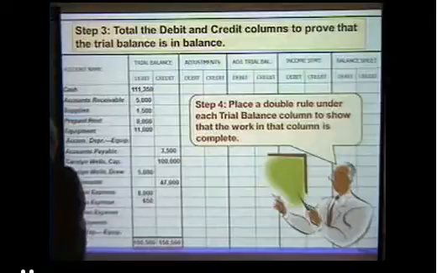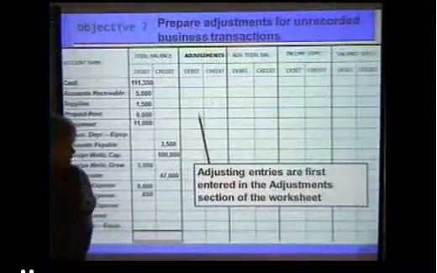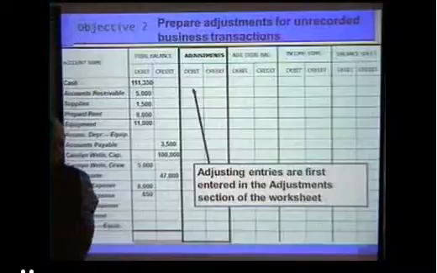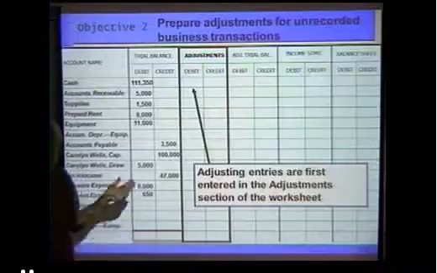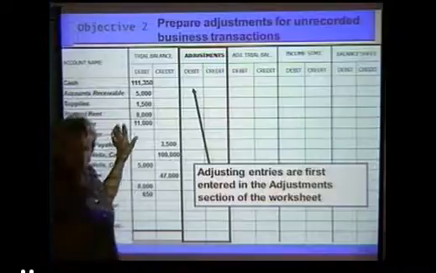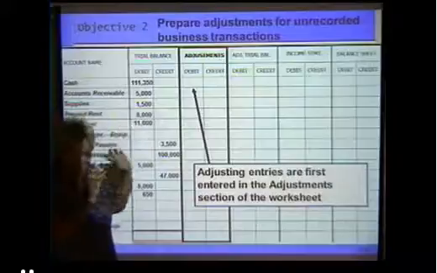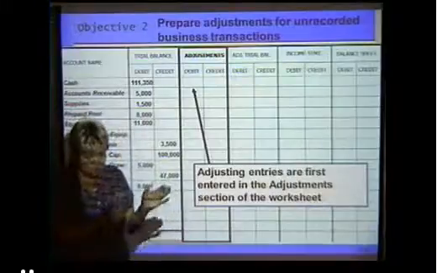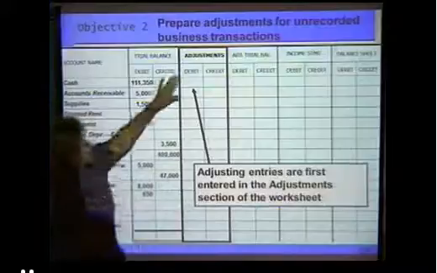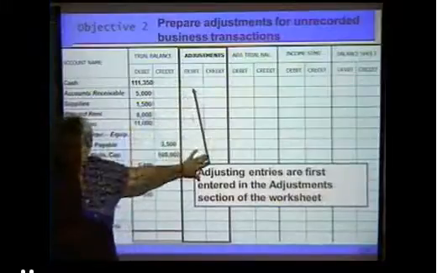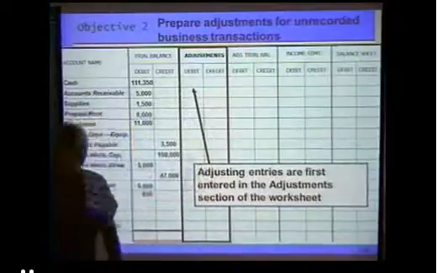Okay. All right. So, adjusting entries. In adjusting entries, this is the first place that these entries are written down. Now, on all our other entries, they are written down where first? In the journal, right? First place we write our transactions is in the journal. Okay. With adjustments, the first place we write them is here, the adjustment column on our worksheet.